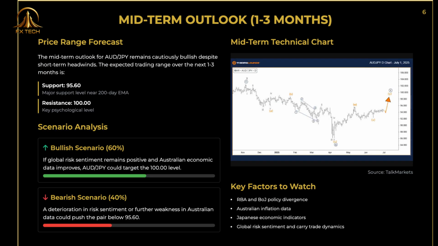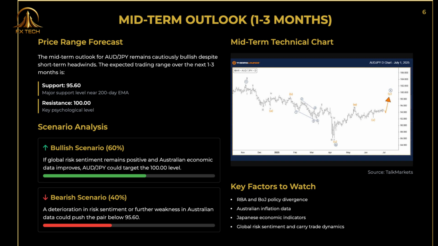Shifting our focus to the midterm outlook for AUD/JPY, covering the next 1 to 3 months, we maintain a cautiously bullish stance despite the short-term headwinds we've discussed. The expected trading range for this period is broader, between 95.60 and 100.00. On the support side, 95.60 represents a major level near the 200-day exponential moving average, while the 100.00 mark serves as a key psychological resistance level that could attract significant attention if approached.